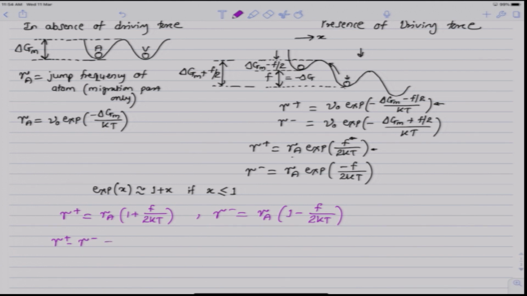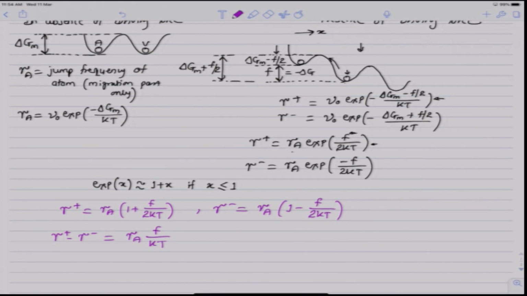gamma plus minus gamma minus should be equal to gamma A times f over kT. So, it will be clear why we got the expression for the difference between gamma plus and gamma minus as we proceed. So, we have now expressed the forward and reverse jump frequencies in terms of the driving force and the jump frequency in absence of the driving force. Now, let us try to evaluate the diffusion fluxes in terms of these jump frequencies.